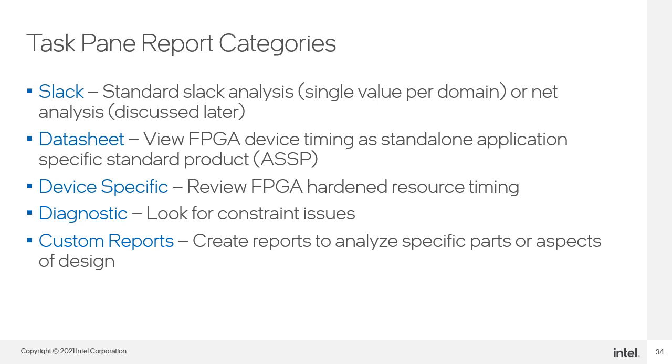The reports in the Task pane are organized into categories. A standard slack analysis, where the Timing Analyzer will generate summaries for every clock domain for setup, hold, recovery, and removal. Datasheet looks at the FPGA as if it were a standalone product, so the report details the I/O delays. Device-specific reports tell you about hardened resources, which some have very specific numbers to report. Diagnostic reports will detail any constraint issues or potential missing constraints. Custom reports are any reports that you have generated from the Reports pull-down menu in the Timing Analyzer.